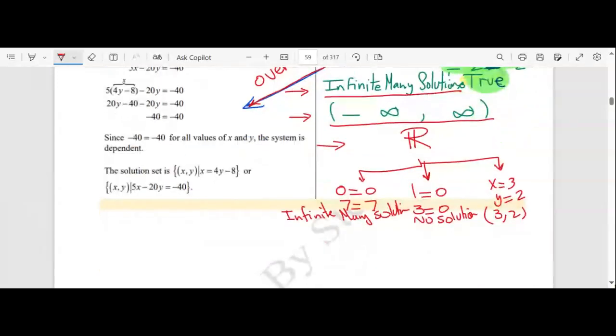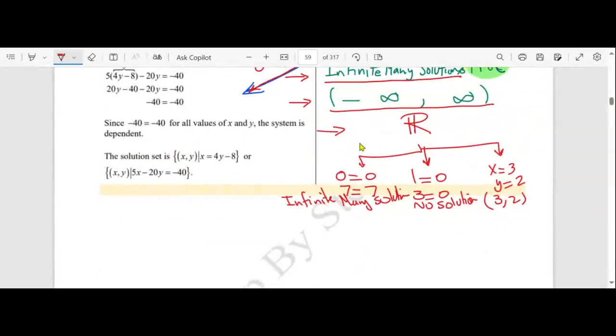Clear or not clear? So that's 3 cases, 3 scenarios. Easy. Okay. Okay.